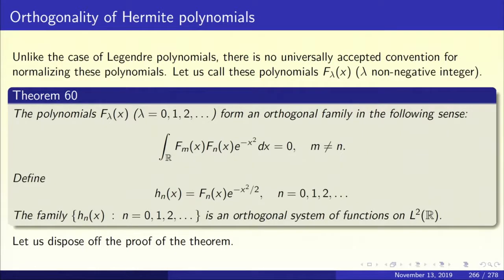The e to the power minus x squared has been split into a product of two things, e to the power minus x squared by 2 into e to the power minus x squared by 2. One e to the power minus x squared by 2 has gone with fm and it becomes hm. The other one goes with fn and it has become hn. And we got the orthogonality of these Hermite functions in the space L2 of R. Let us dispose of this orthogonality result quickly.